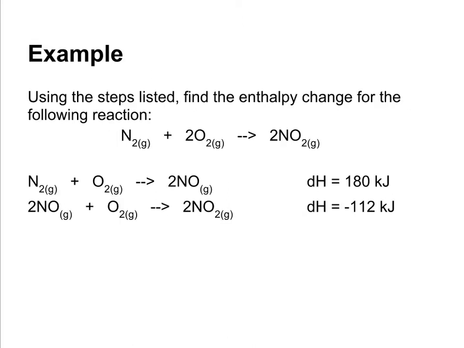Now, in this example, we need to find the enthalpy change for the following reaction: N2 plus 2O2 yields 2NO2. And they've given us the steps there. These are the steps this reaction takes to form this overall reaction. So what we need to do is cancel out things that are on both sides of the reaction arrow. So this is our target reaction. This is what we're trying to get to.